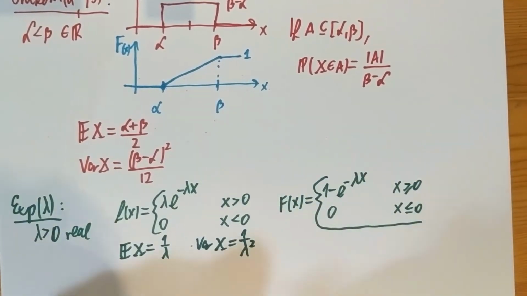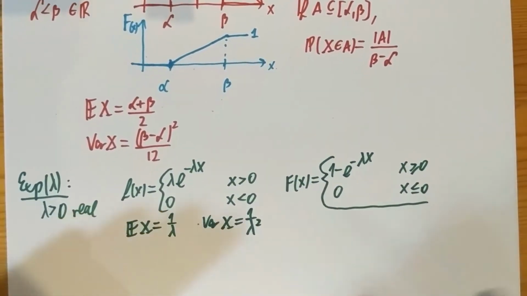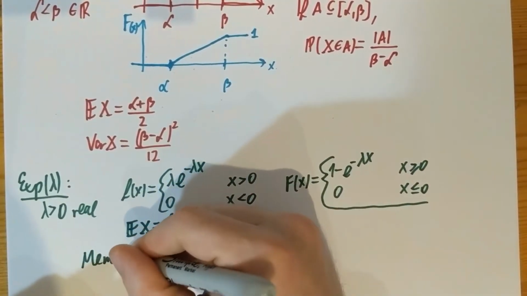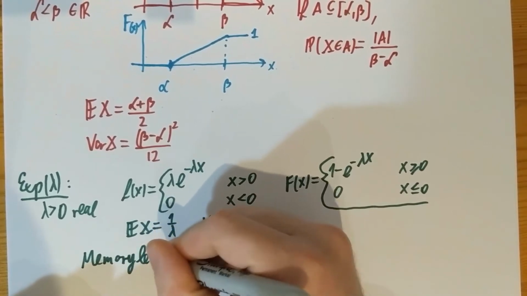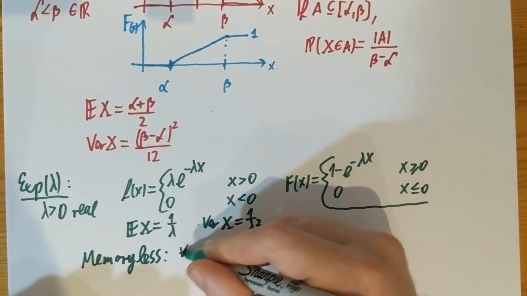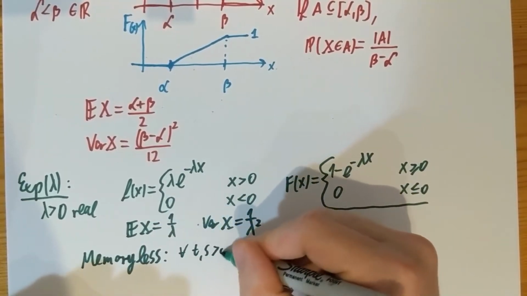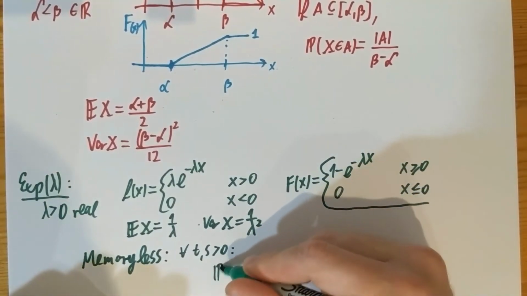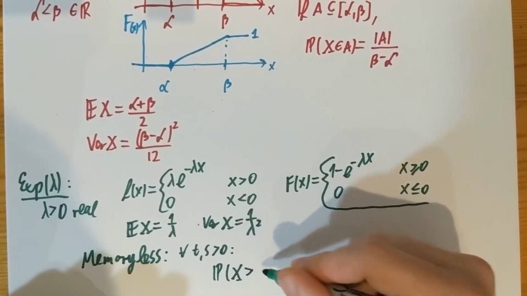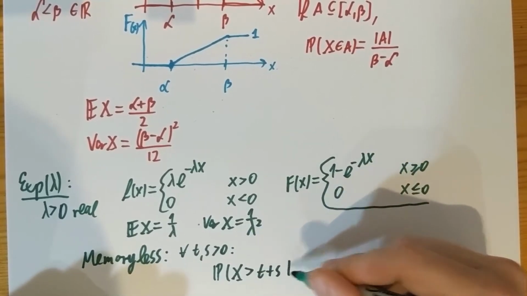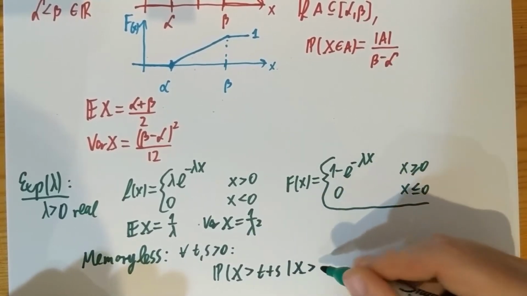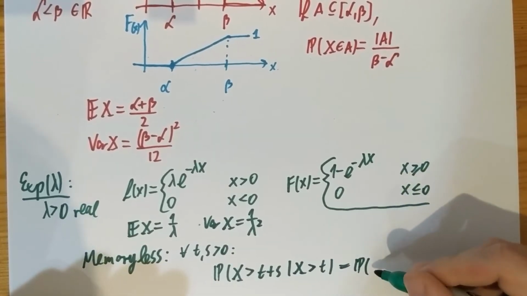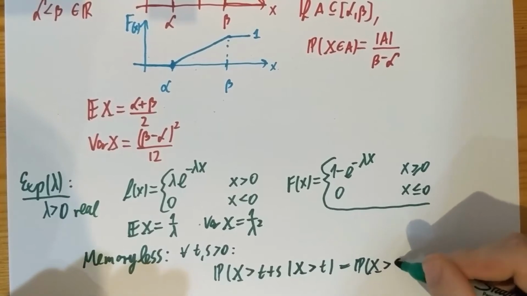And one of the main reasons why we like the exponential is that it's memoryless. It has the lack of memory property, or memoryless property. For every t and s positive, fixed, not random of course, we have that the probability X is larger than t plus s given it's larger than t is the same as the probability that X is larger than s.